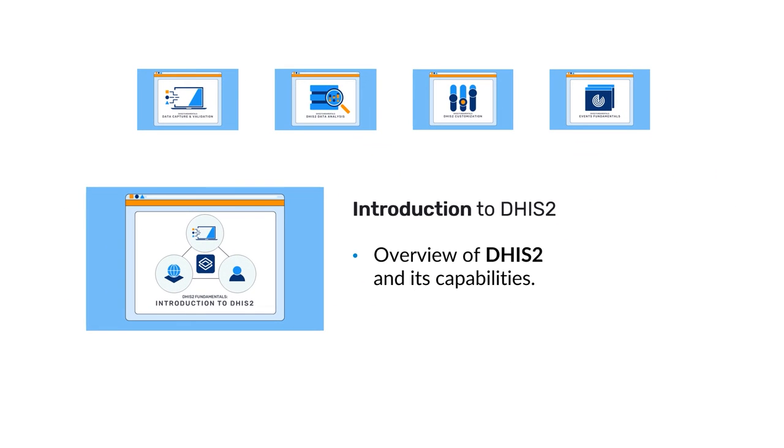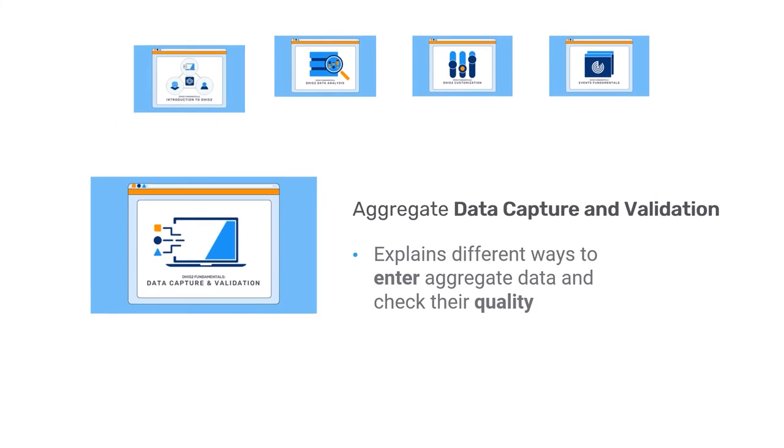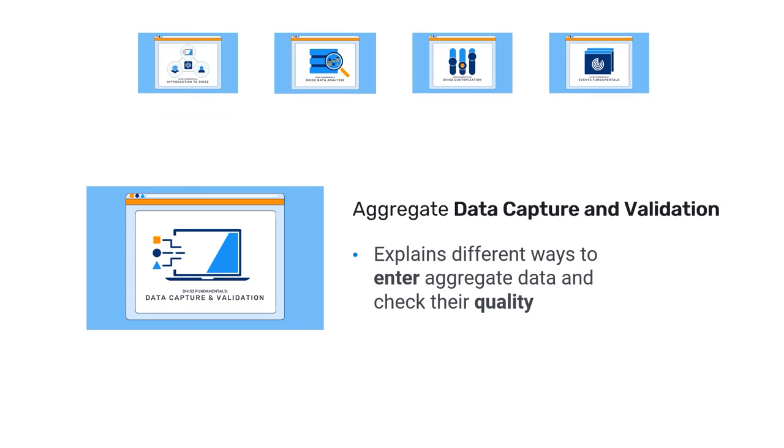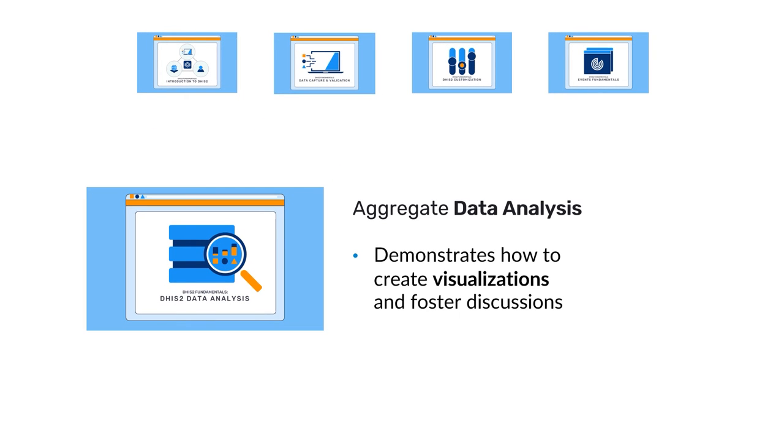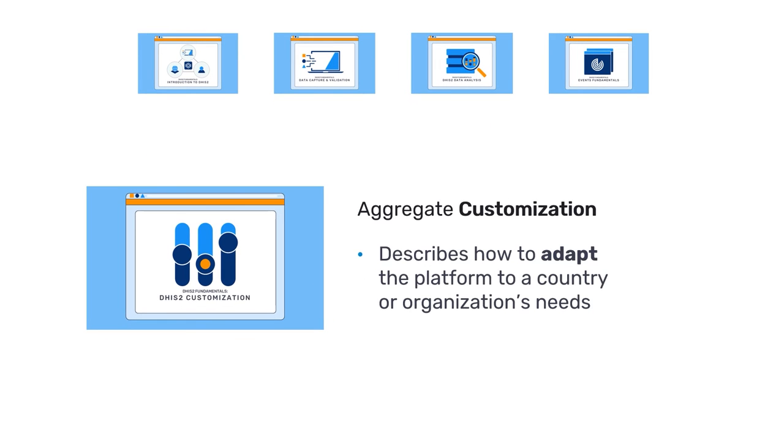Introduction to DHIS2 provides an overview of DHIS2 and its capabilities. Aggregate data capture and validation explains the different ways to enter aggregate data and check their quality. Aggregate data analysis demonstrates how to create visualizations and foster discussions. Aggregate customization describes how to adapt the platform to a country or organization's needs.